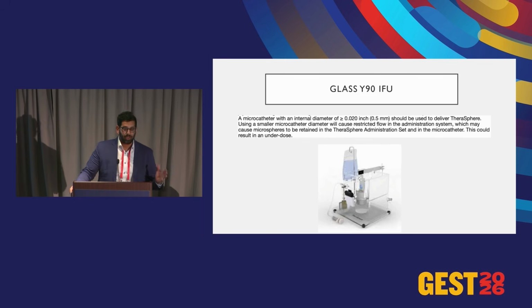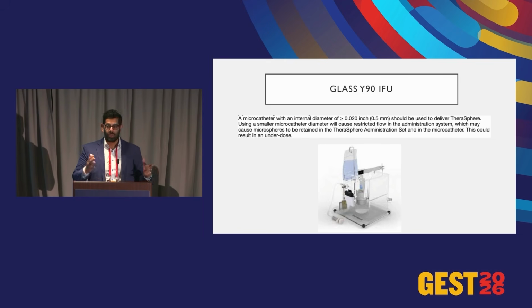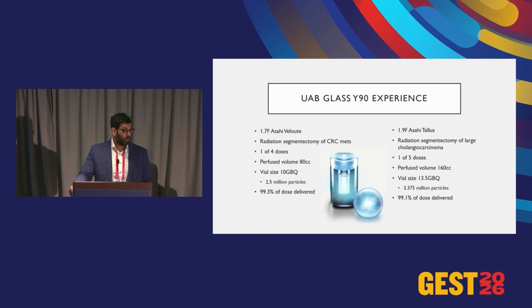So the challenge is, how do you convert Y90 to this ultra-selective mentality, right? If you look at the GLASS Y90 IFU, it specifically says greater than 0.20 microcatheter, which is basically 2 French or greater, right? And not all 2 French catheters are made the same. So we looked back at our own data, and we're commonly using 1.7 and 1.9 catheters in this situation.